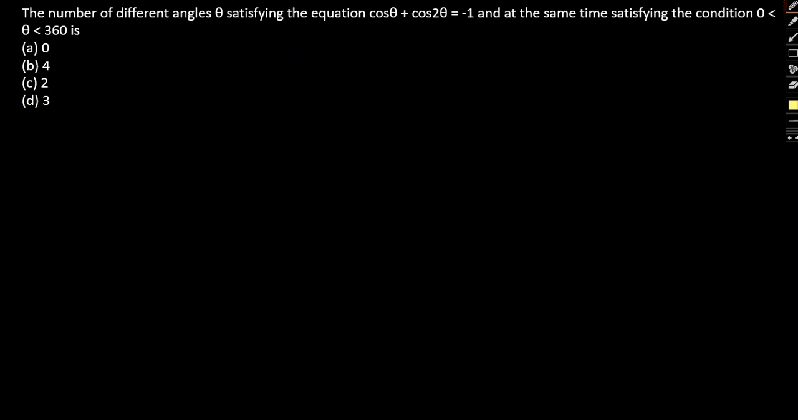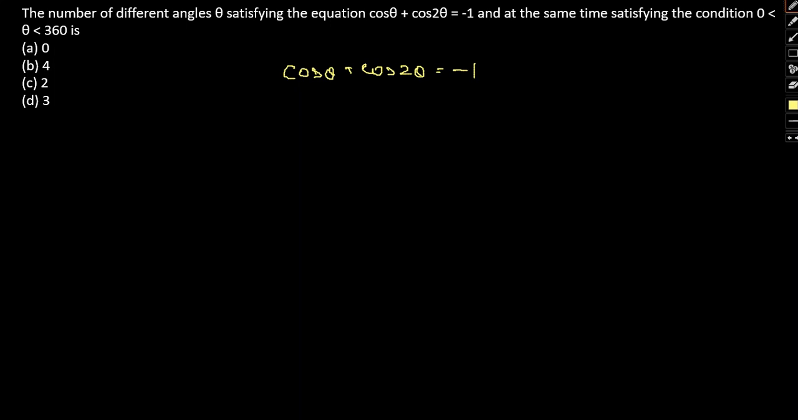So the third question here being: the number of different angles that satisfy the equation cos theta plus cos 2 theta equal to minus 1, under the condition that theta is greater than 0 and less than 360, is. So let's see, the given condition is cos theta plus 2 cos square theta equal to minus 1. Oh no, this is not a cos 2 theta, sorry, my bad. Cos 2 theta equal to minus 1.